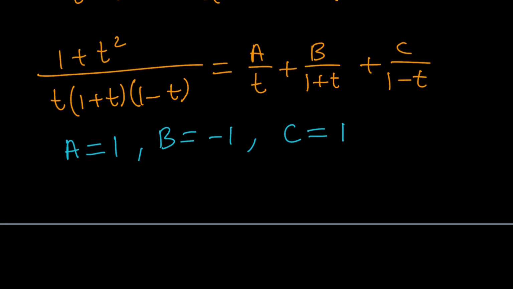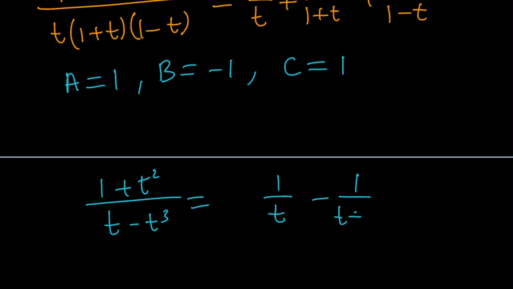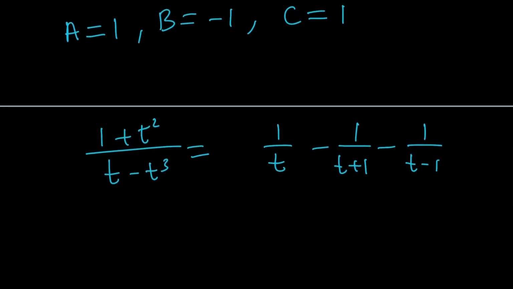Anyways, so once we've found the ABC values, we can go ahead and do the following. 1 plus t squared over t minus t cubed can be written as 1 over t minus 1 over t plus 1 minus 1 over t minus 1. What I did was I reversed this because c was -1, so I can write it in a more convenient way. Make sense?